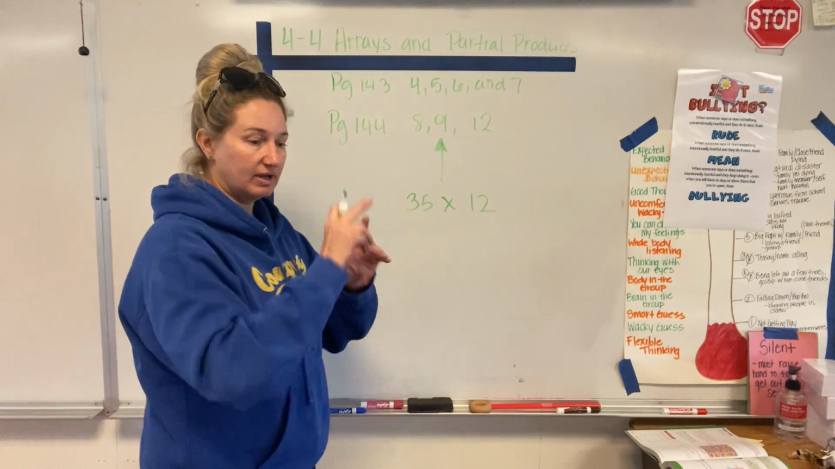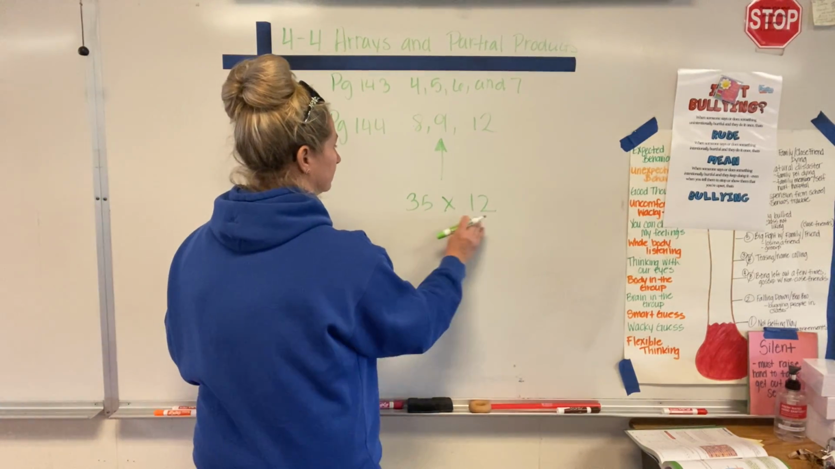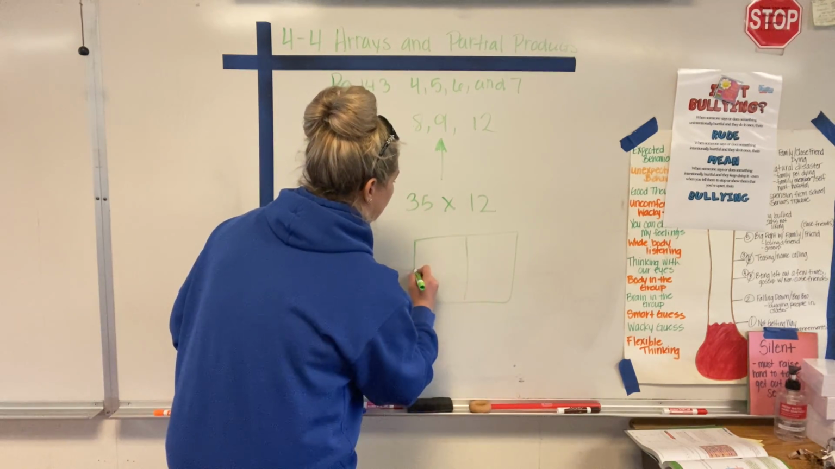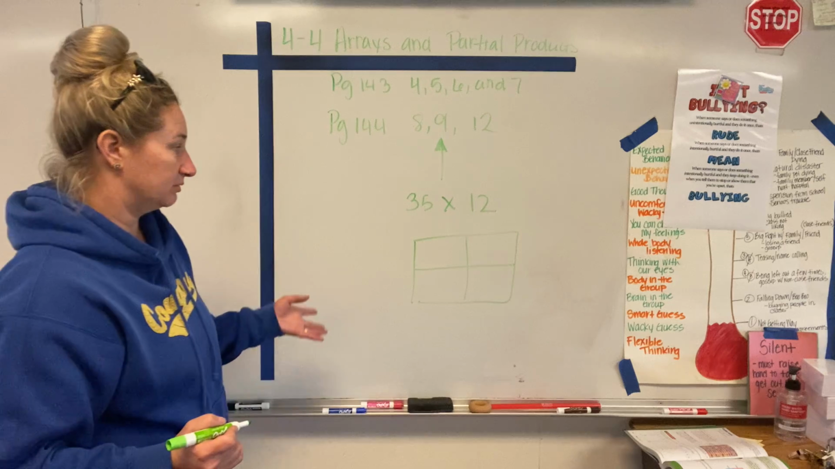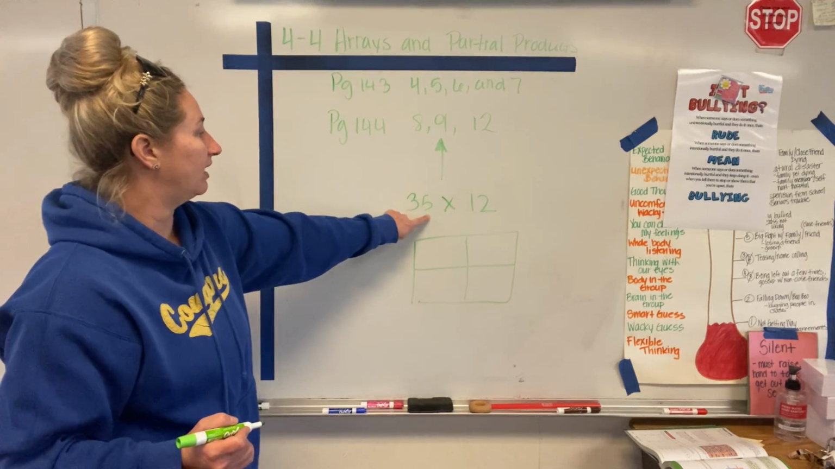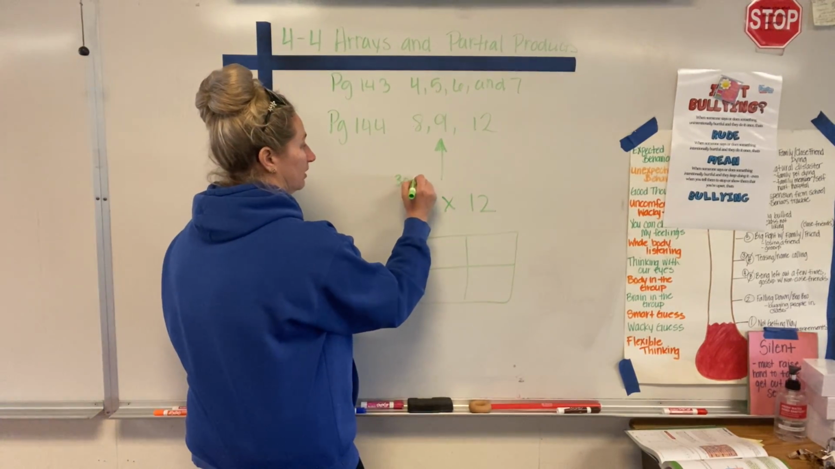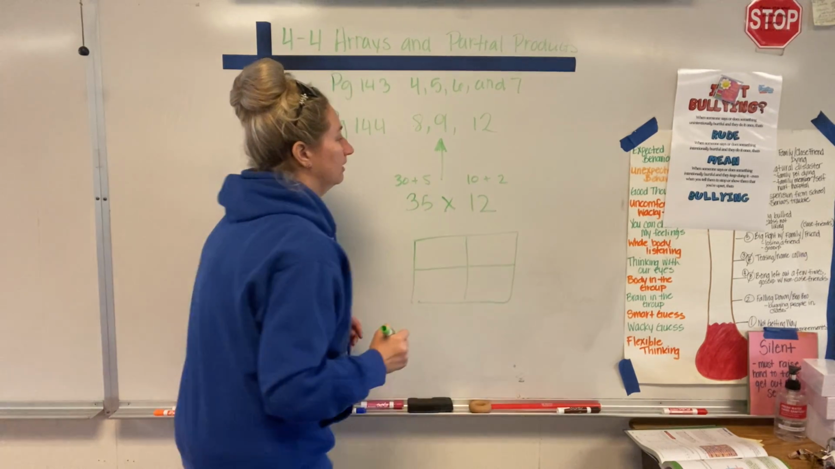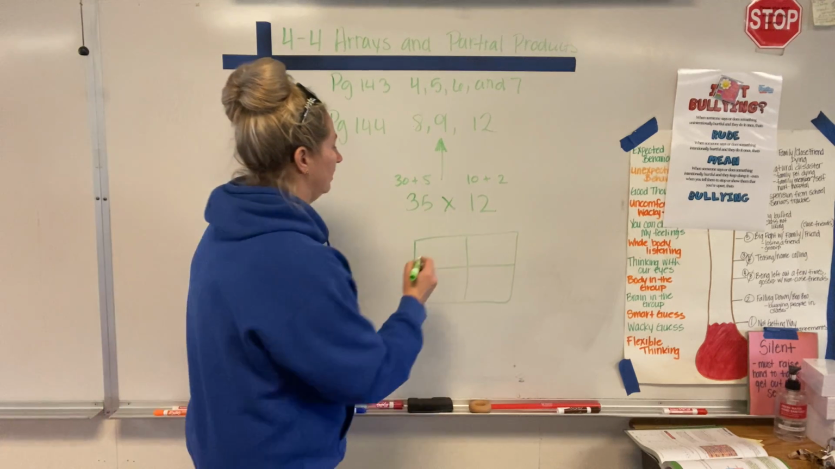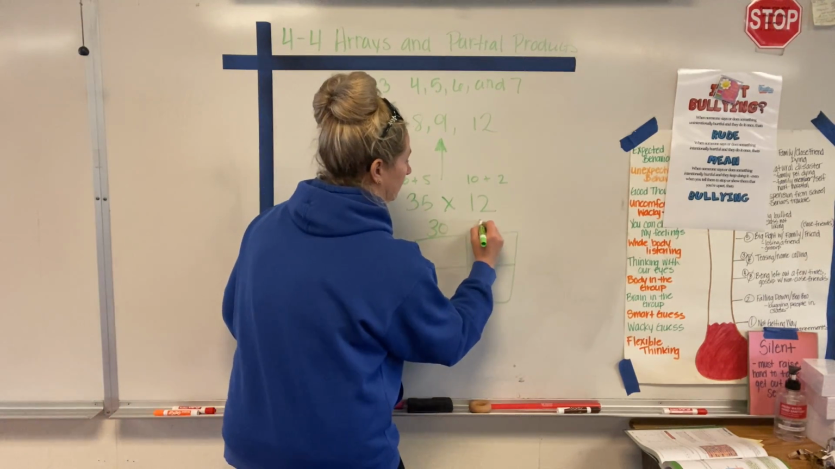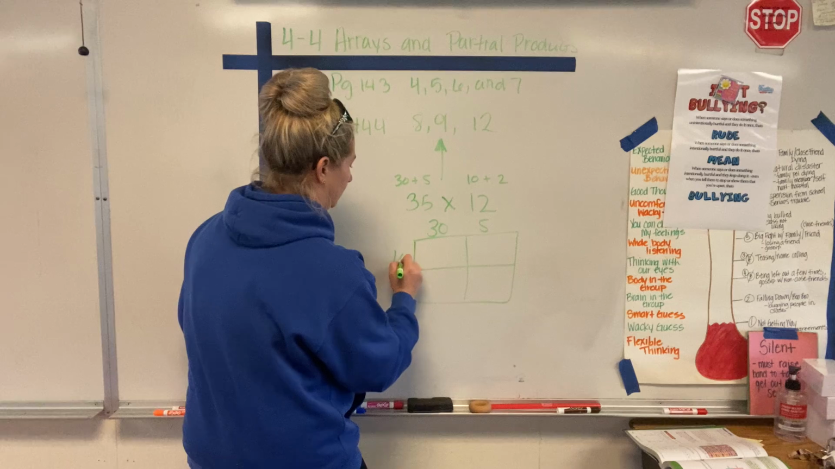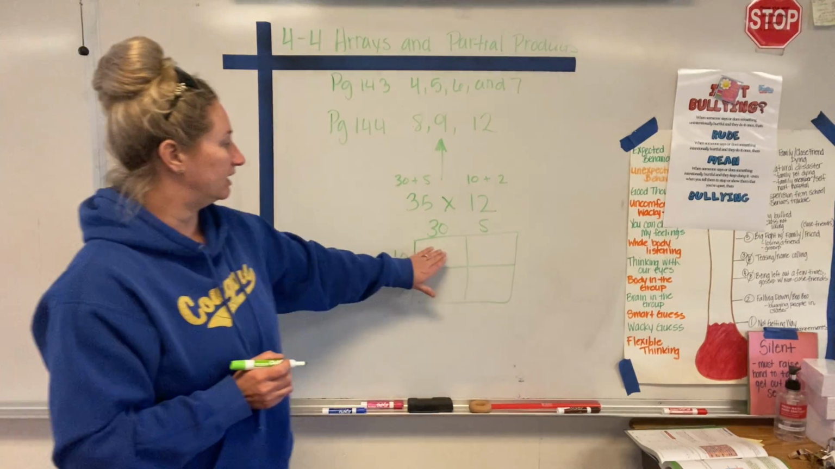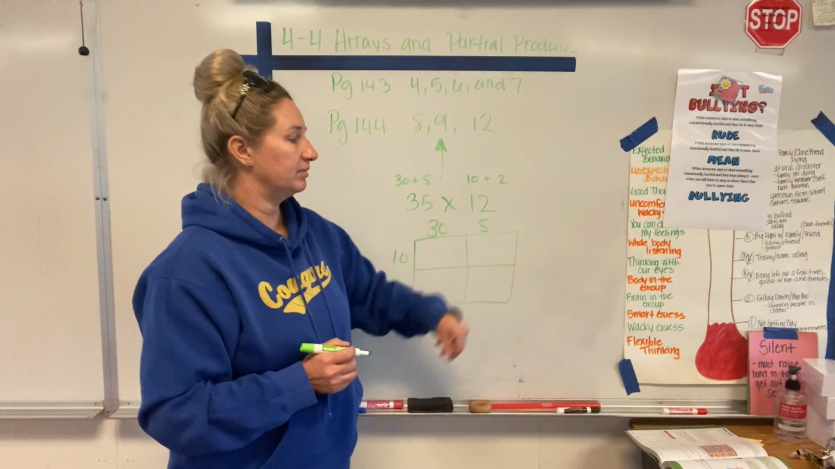So now I'm going to use my array, my box. So here's the multiplication problem, okay? And then you're going to use your box. You need to remember that 35 is 30 plus 5, and 12 is 10 plus 2, and these go on the top, and these go on the side, okay, and then you're going to multiply to get your partial products and then add them up, okay?